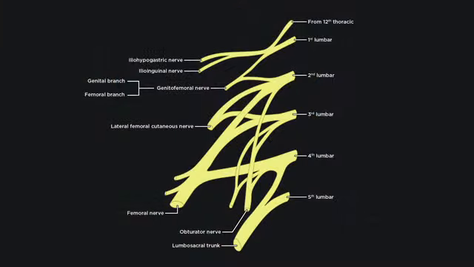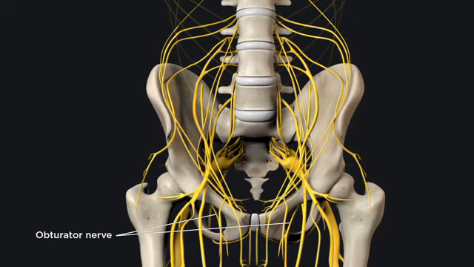The other branch derived from the braiding of L2 through L4 is the obturator nerve. It descends into the pelvis along the medial border of the psoas major muscle before passing through the large opening in the pelvis called the obturator foramen. From there, the obturator nerve reaches the medial compartment of the thigh, where it supplies most muscles, as well as skin on the medial aspect of the thigh.